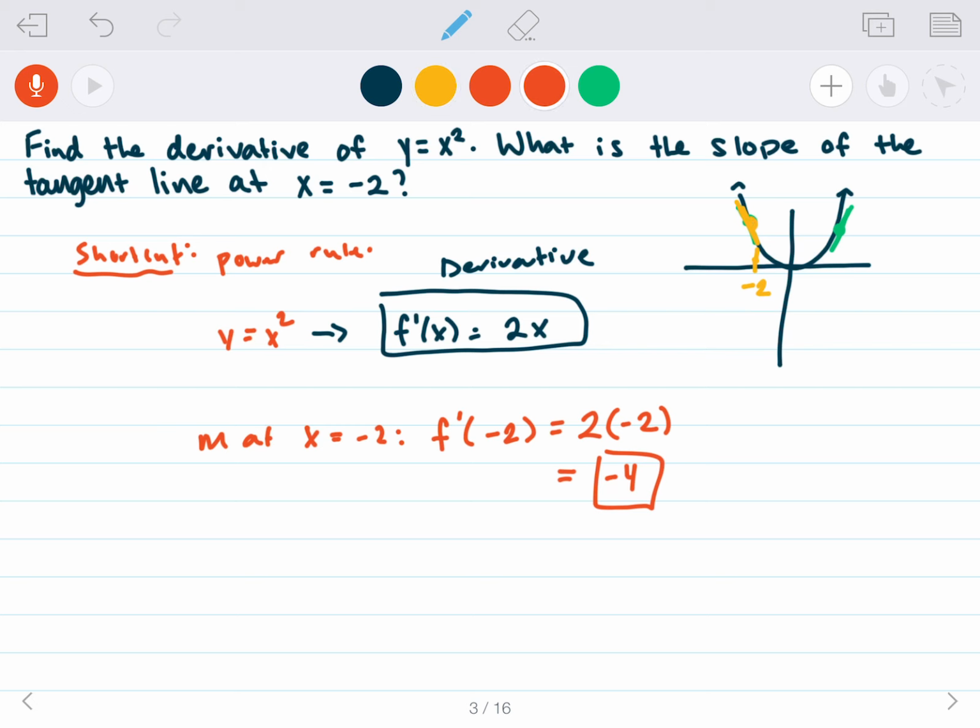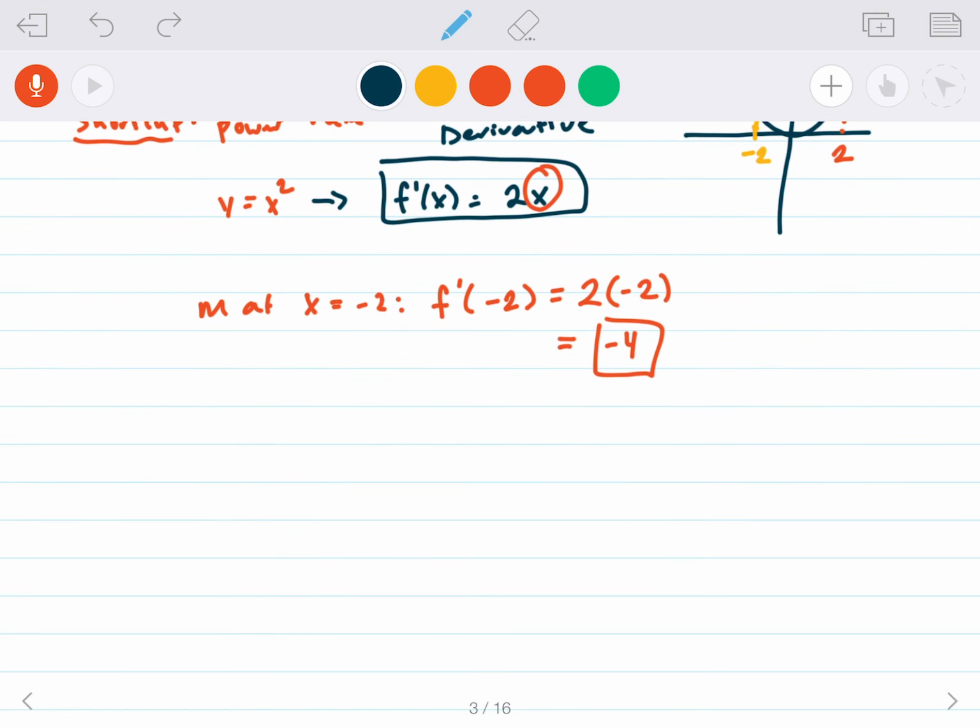On the other hand, if we were to pick something like x is positive 2, we would see that when we plug in positive 2 into the derivative function, we get a slope of 4. We get a positive slope, and we can see that with our picture right here, that our tangent line is sloping upward. So that's how we did this with the shortcut. We also had the limit definition, which I want to bring back up. I know that you guys don't like it, but we are going to talk about the limit definition in 3 dimensions, so let's remind ourselves how to use it in 2 dimensions.